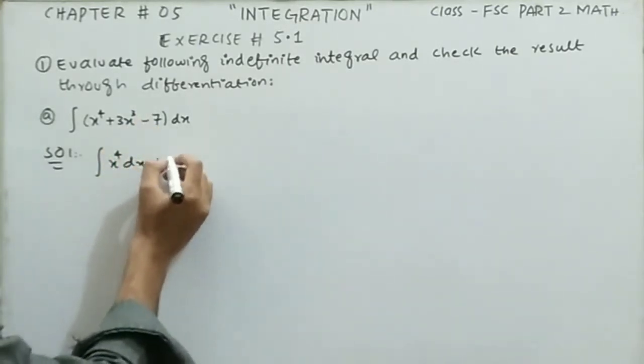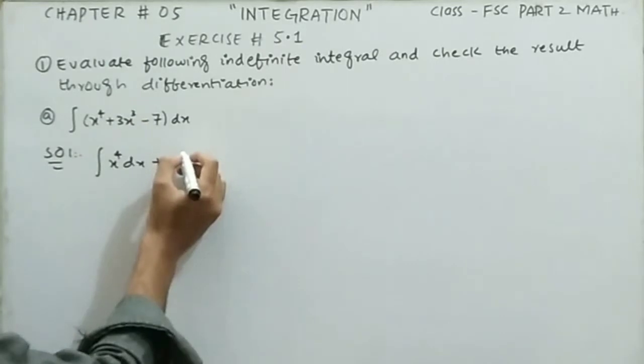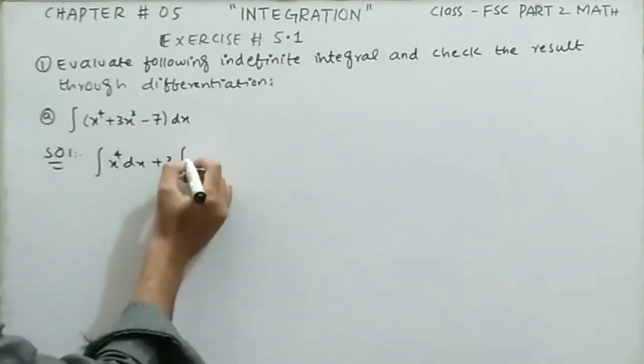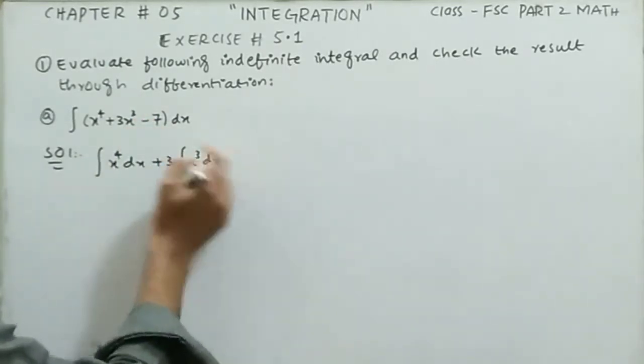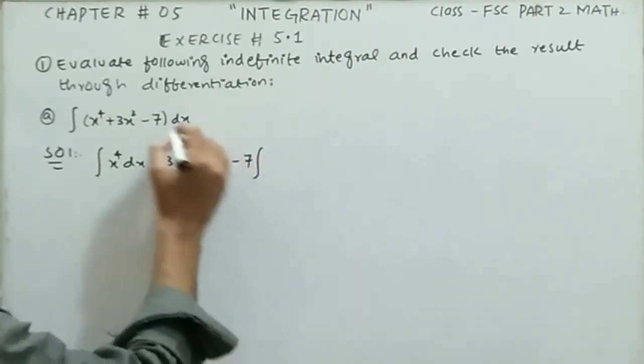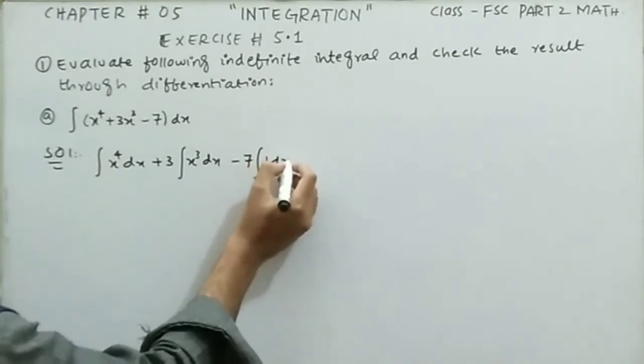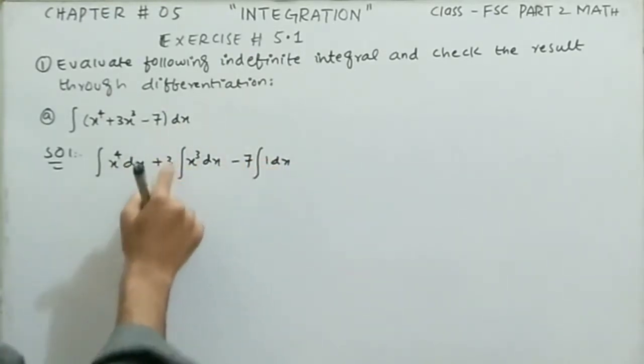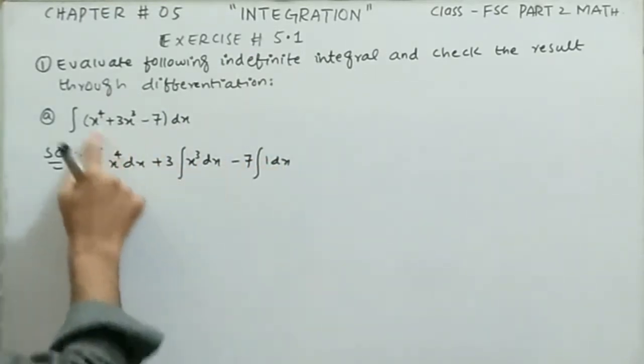And after this plus 3, this 3 is a constant, so we will write it outside of the integral: 3 into integral of x power 3 dx. And after this minus 7 is a constant, so we will write it outside of the integral, and inside we can write 1 dx, because minus 7 into 1 gives us minus 7 dx, and 3x power 3 dx and x power 4 dx.